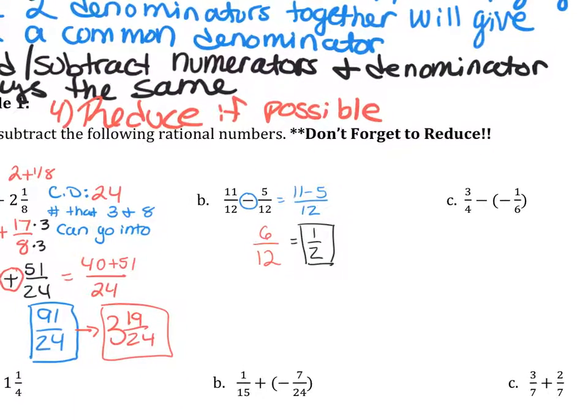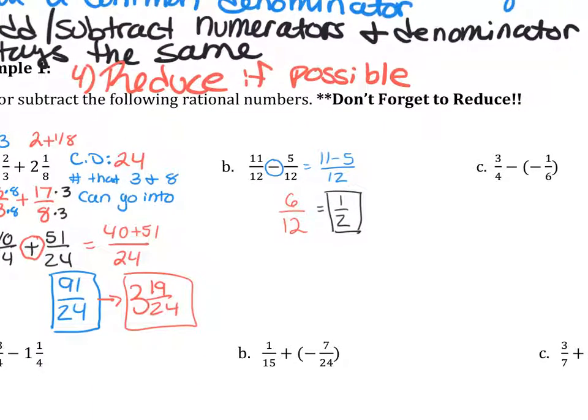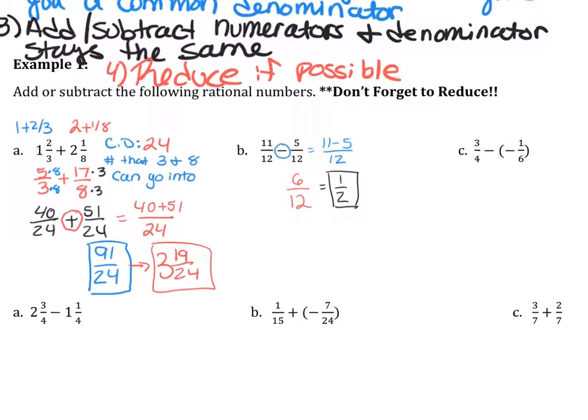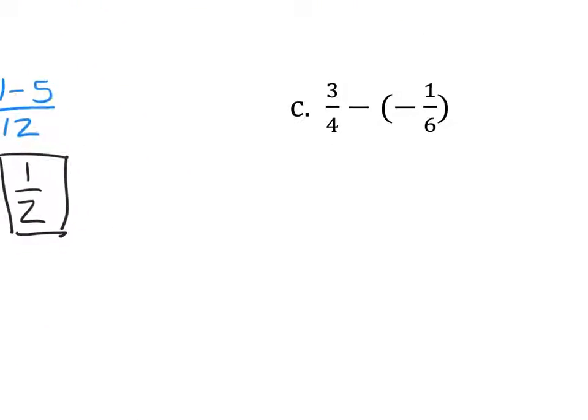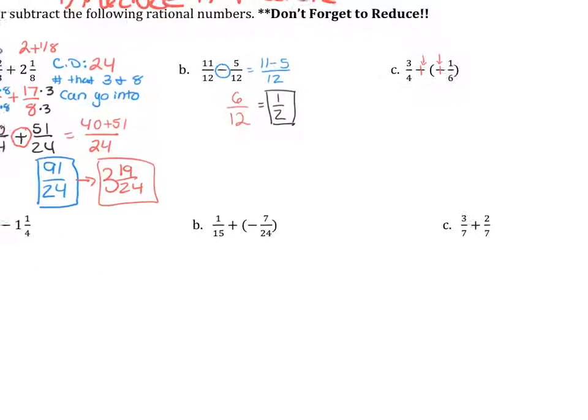Okay, do you guys have any questions? All right, I want you guys to try the next 4, but I just want to go over a couple things. So letter C, when we are subtracting a negative number, what's that going to end up doing? Adding. So really that's just going to be 3/4 plus 1/6, so just be careful of that.